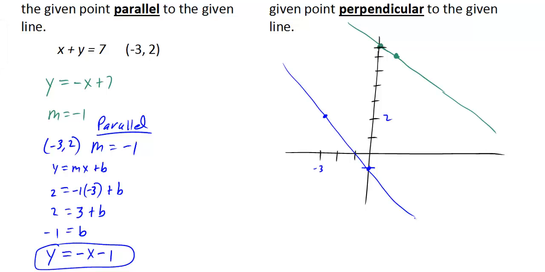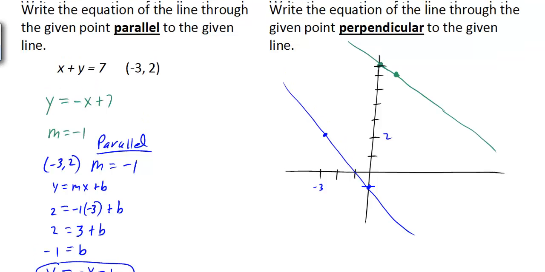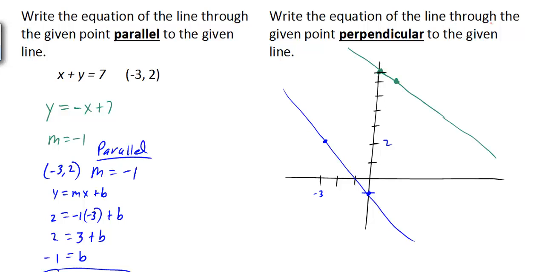All right, now, the second question that we have here is we want to write the equation of the line through the given point. So once again, we still have the given point, which is this same point here, negative 3, 2. But now we want it to be perpendicular to the given line. So that means we're going to go through this line, but it's going to be perpendicular. So roughly we're looking at something like this so that it makes a right angle to our given line.